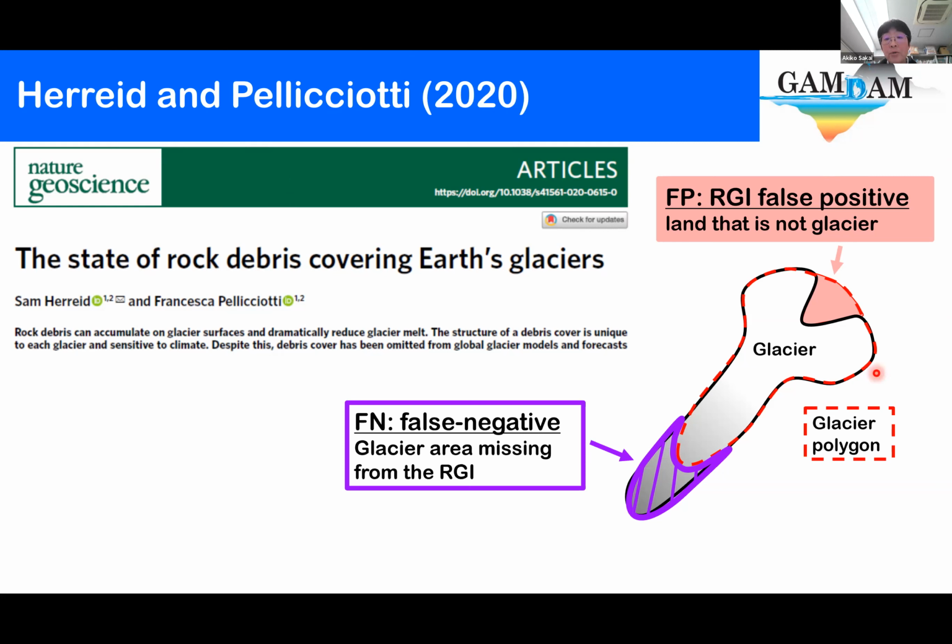They selected the most recent satellite images, which have less cloud and less snow cover, then identified land that is not glacier, which was defined as RGI false positive, FP. They also manually digitized glacier area missing from the RGI, defined as false negative, FN. That is mainly debris-covered glacier tongue. I thought the FP and FN data would be suitable to evaluate the updated GAMDAM glacier inventory.